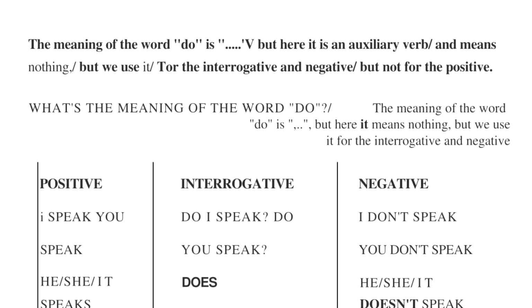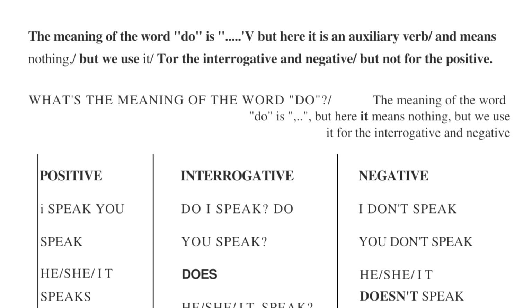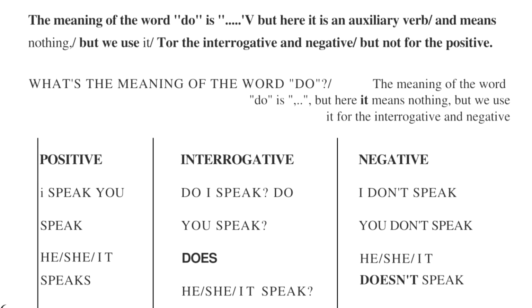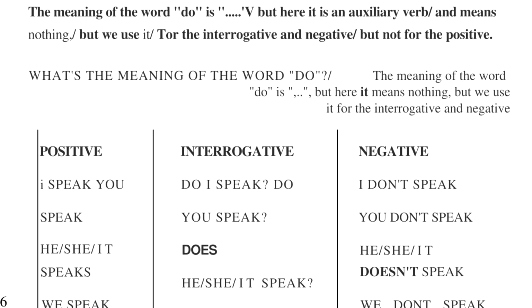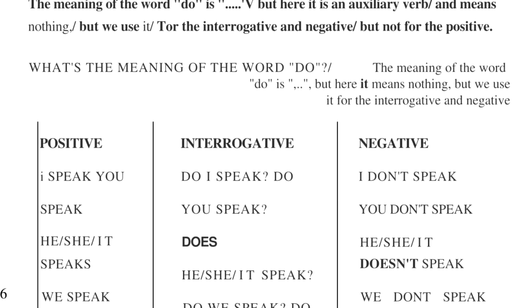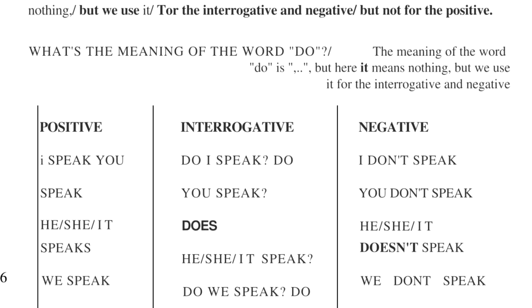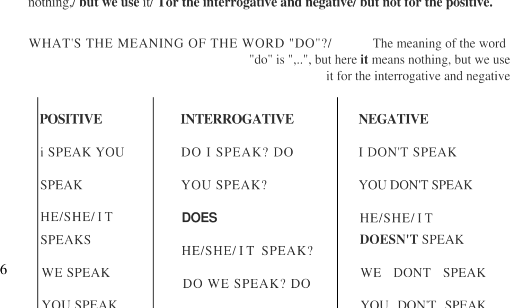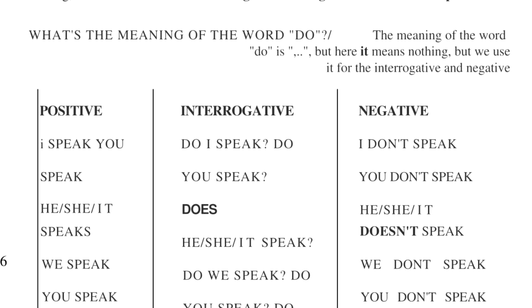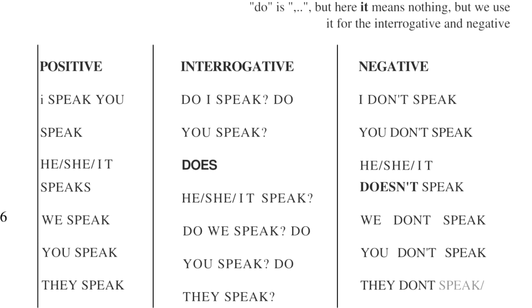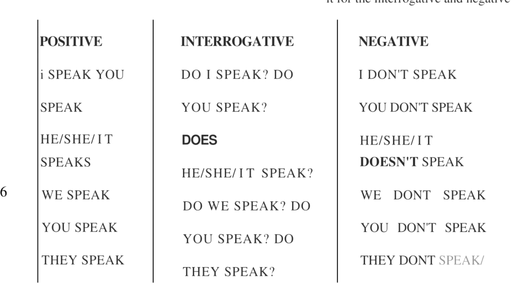The meaning of the word do is fare, but here it is an auxiliary verb and means nothing, but we use it for the interrogative and negative, but not for the positive. What's the meaning of the word do? The meaning of the word do is fare, but here it means nothing, but we use it for the interrogative and negative. Positive: I speak, you speak, he, she, it speaks.